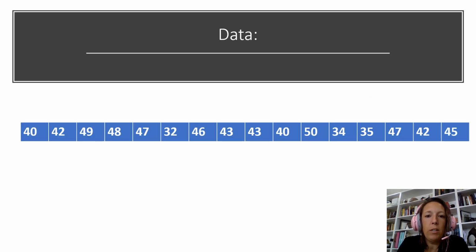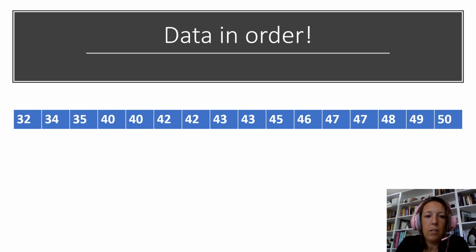So the first thing you need to do is get a set of data. I want you to pause this video and write down the data that you see on the screen right there. The first step in making a box plot is putting the data in order. So now pause the video again and put the data in order.